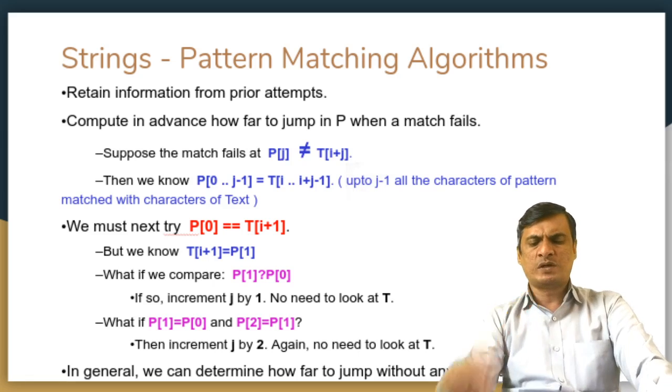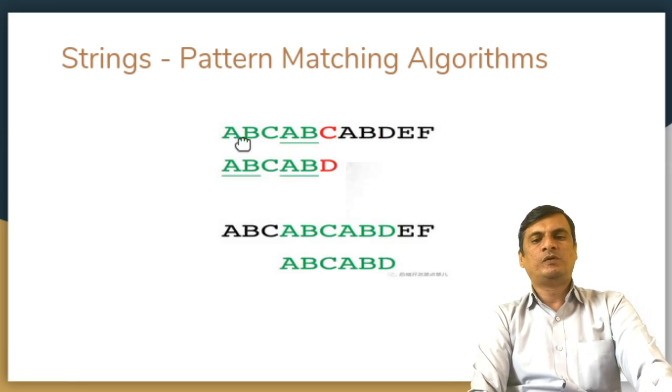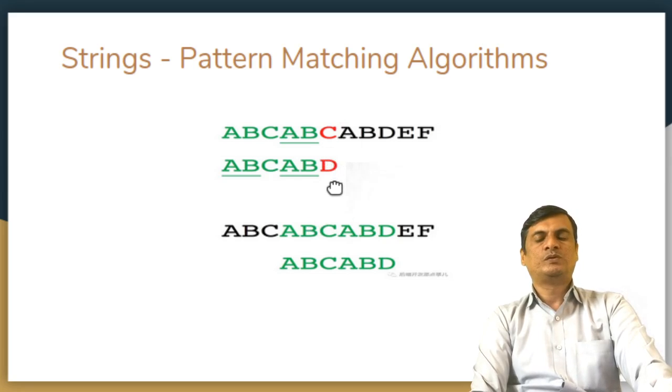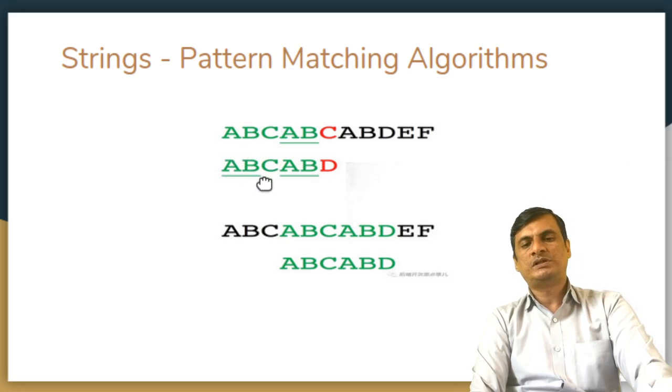So what basically this understanding is, consider this example. Here A, B, C, A, B, C, A, B, D, E, F is the original string. We are trying to find the pattern A, B, C, A, B, D in the original text. We compare A with A, B with B, C with C, A with A, all the respective characters are matching until you compare C with D. Only at the last position you fail. If it was brute force, I need to move by one position and start again.